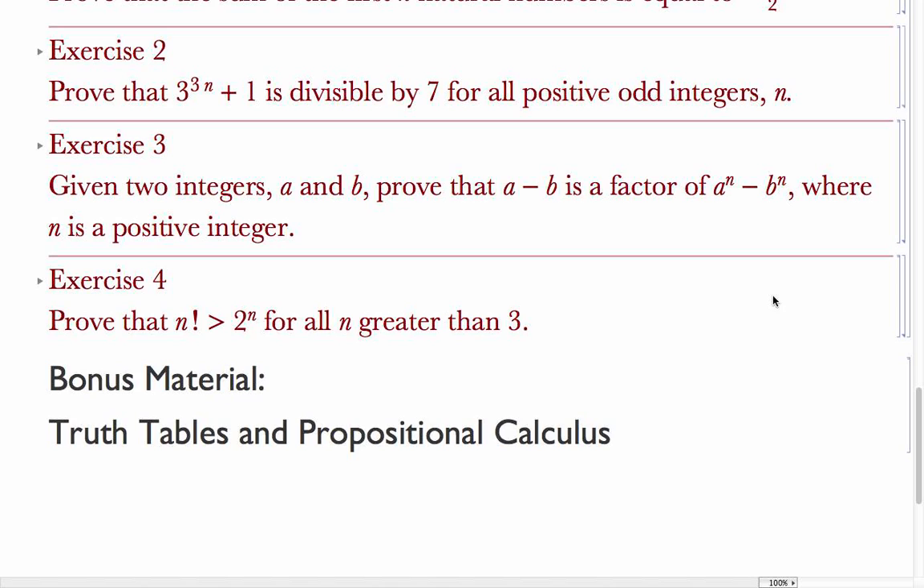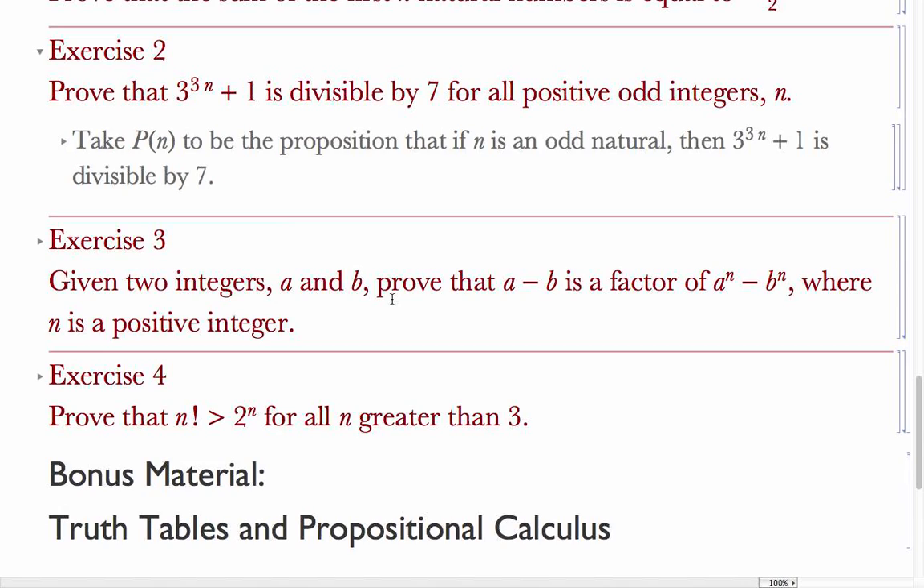Here in exercise 2, we're trying to prove that 3 to the 3n plus 1 is divisible by 7 for all positive odd integers n. So we'll take our proposition P of n to be the proposition that if n is an odd natural number, then 3 to the 3n plus 1 is divisible by 7. That's not obvious, so let's take a look at the first case and see that that's true.